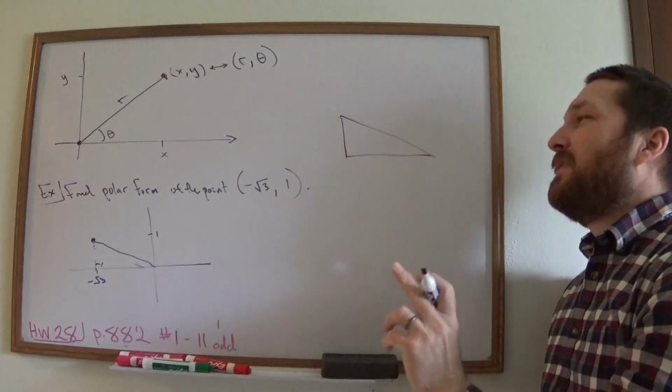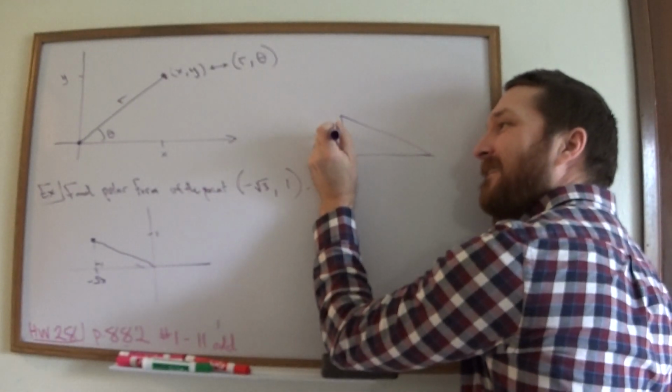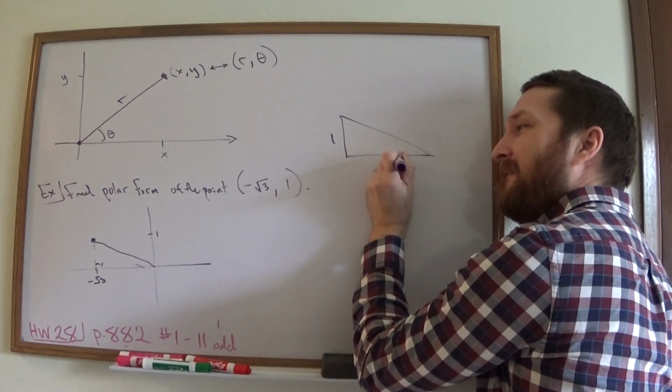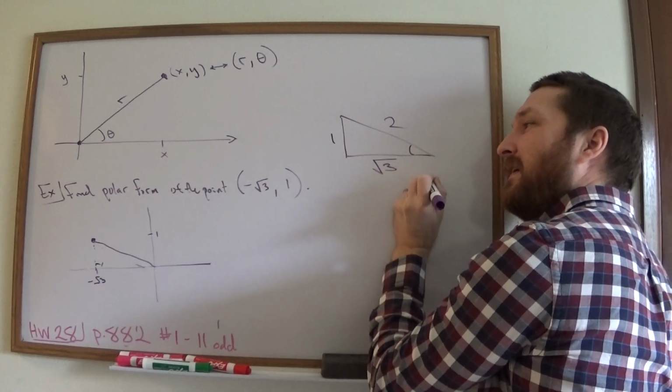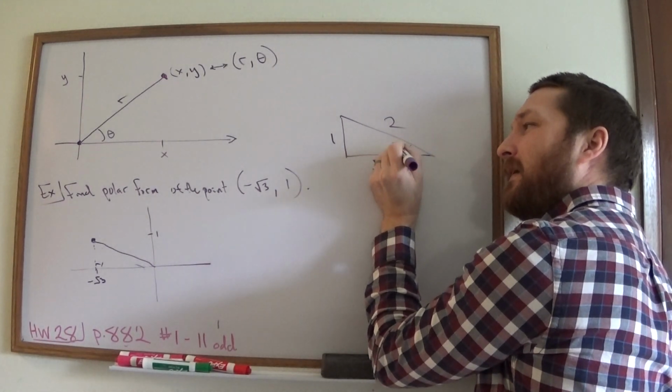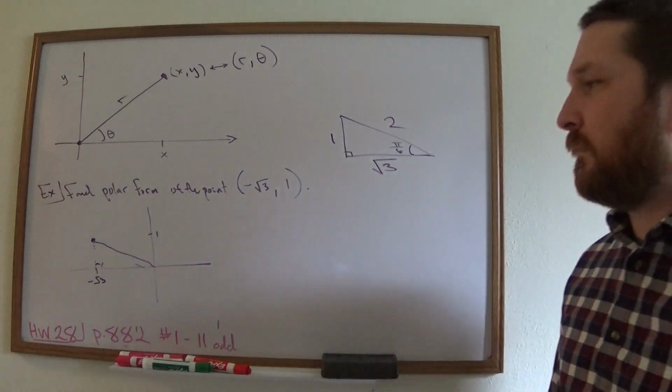So, I'm going to put my pen up here. You tell me what to write. What do I write here? 1. What do I write here? Root 3. What do I write here? 2. What do I write here? Pi over 6. Yeah, it'd be pi over 6 plus pi over 2, right? For that.